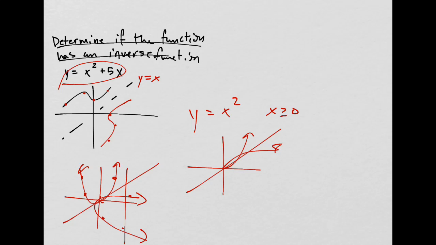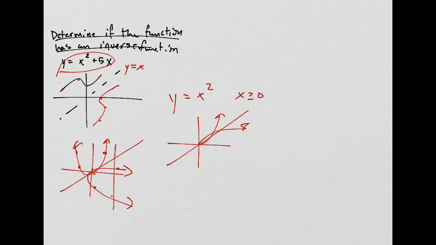Hopefully that all makes sense. The easiest way to do these things is to graph it and then imagine reflecting it, or just look at the horizontal line test. Hopefully that helps. I think I'm going to be done with that. Use your graphing calculator. It's quick.